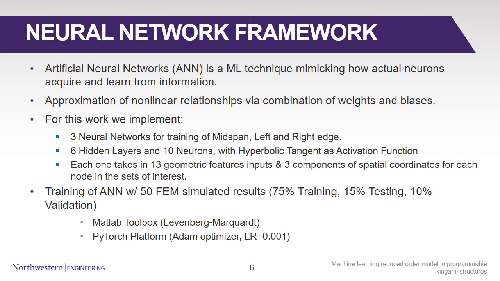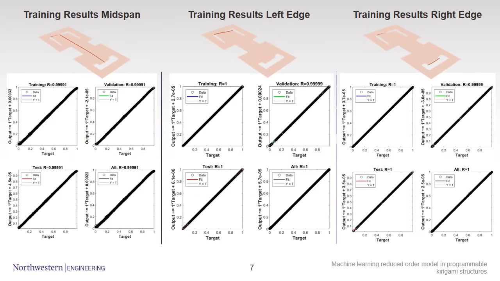So this is the result of our training from MATLAB. You can see that we got a very good correlation in the nonlinear relationship using the artificial neural network. So using the trained network, we tried to predict the midspan shape for a random input which was outside the training range, and you can see the result.